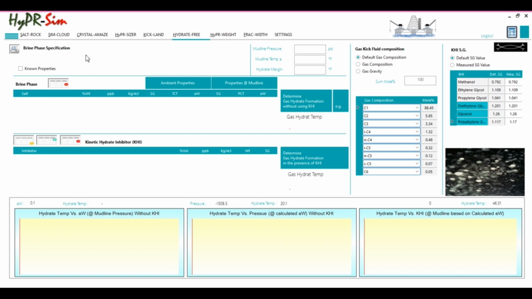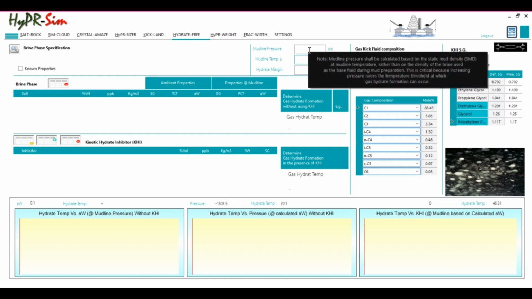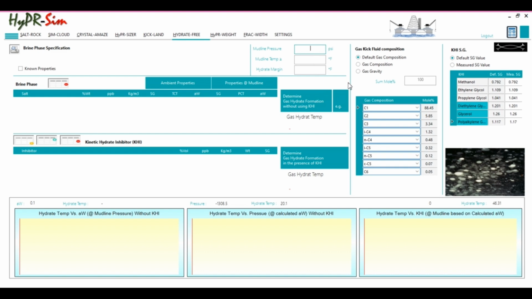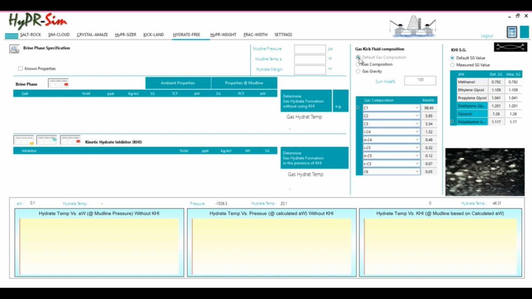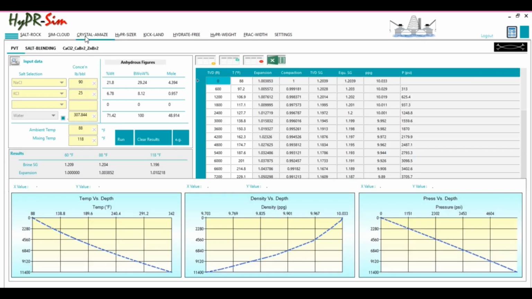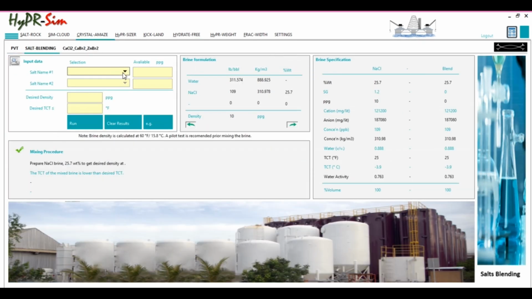Hydrate-Free Simulator Overview. Hydrate-Free is a user-friendly, single dashboard simulator that enables users to input all necessary data, such as expected seabed temperature, maximum pressure at the mudline, expected gas composition, and KHI concentration on a single page. To further simplify the process of entering salt-related data, users can utilize Crystal Amaze to select the desired brine composition and seamlessly transfer it into the Hydrate-Free Simulator.